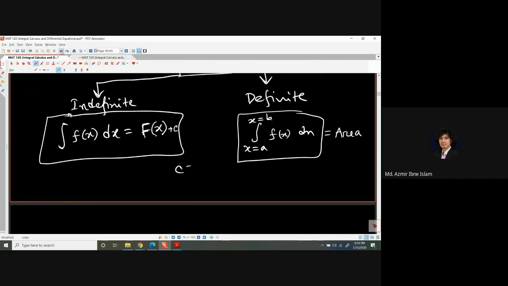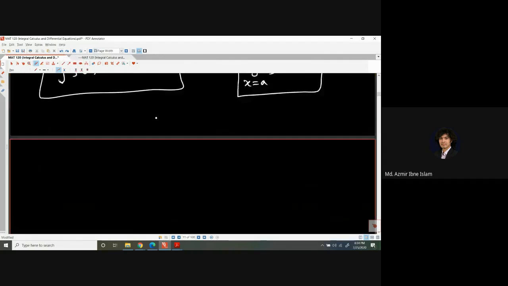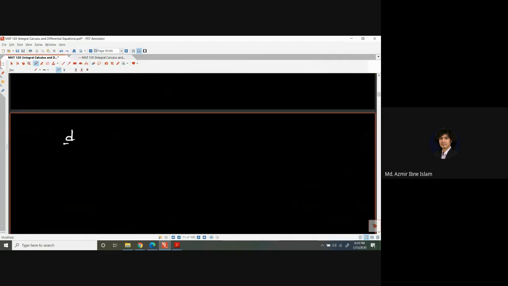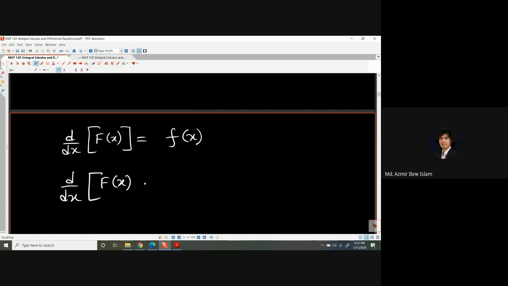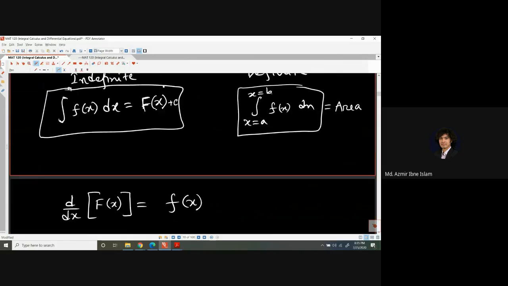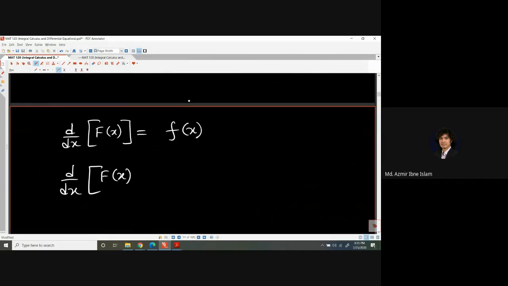But now there may be a confusion. We have already established one part, that is d/dx. If we differentiate the antiderivative, then we will get the main function back. But what will be the case for this one? With the antiderivative, we have now plus c.